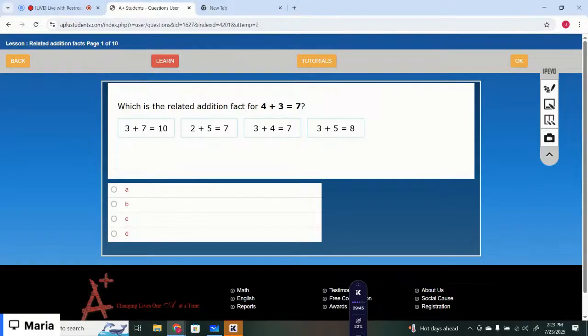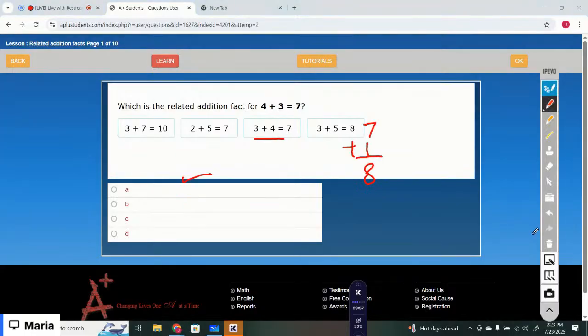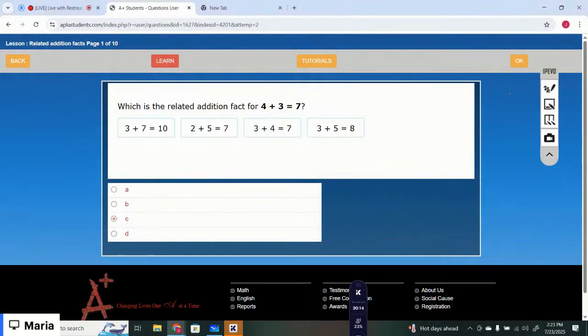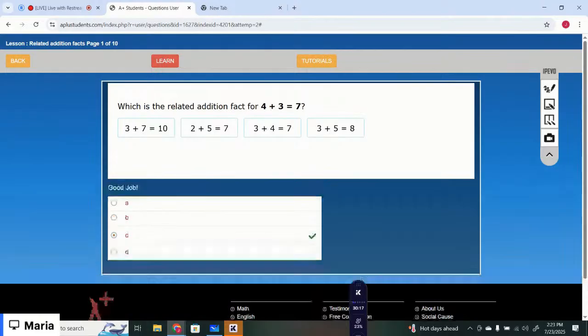Which is the related addition fact for 4 plus 3 equals 7? Related addition facts have exactly the same numbers, just the position of the addends is different, right? So you need to select the one that has exactly the same numbers. Here the addends are 4 and 3, and 7 is the sum of these two addends. When you swap, they are 3 plus 4 equals 7. Option C is the correct option. That is 3 plus 4 is 7.